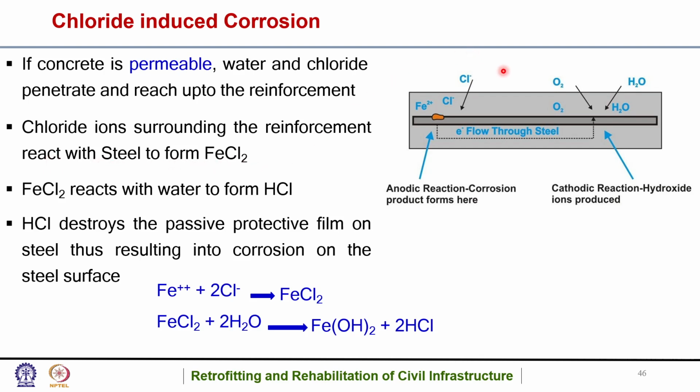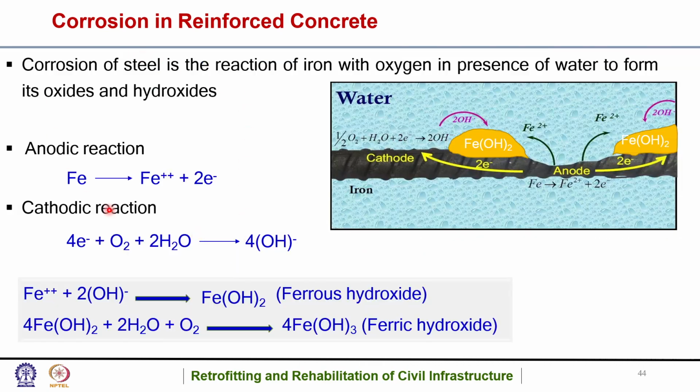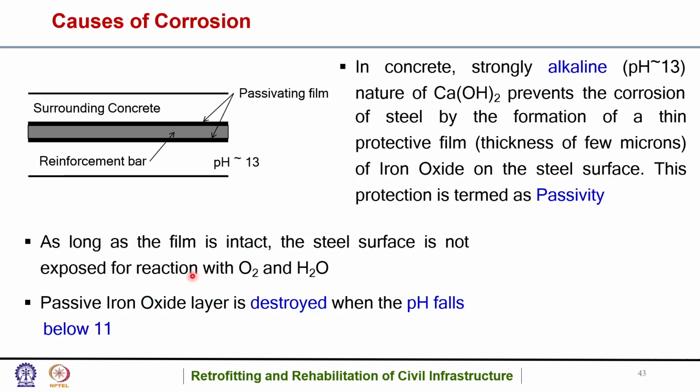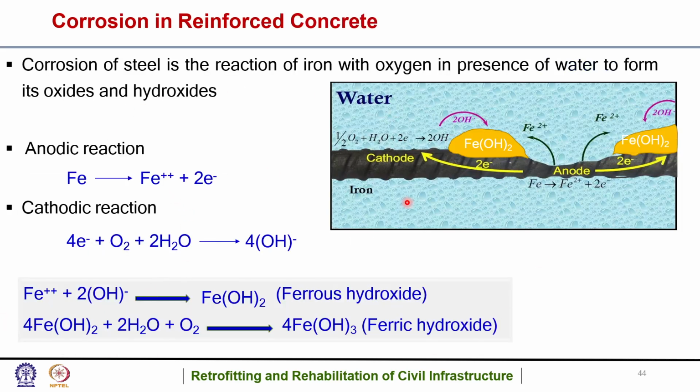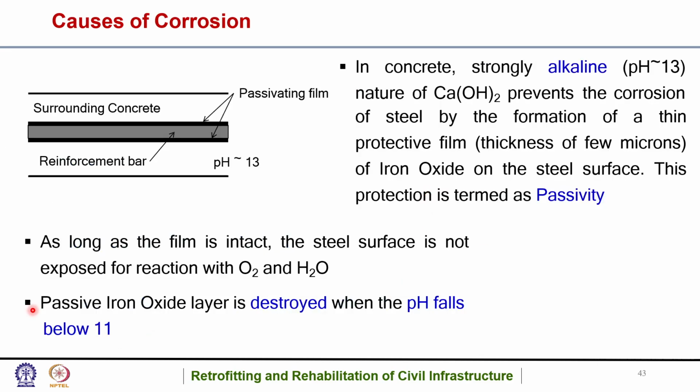So what is the difference between the chloride-induced corrosion and the carbonation-induced corrosion? The carbonation-induced corrosion follows the normal process of corrosion. This happens when the pH falls below 11. When the pH falls below 11 or 10, this type of corrosion occurs. But the chloride-induced corrosion does not need the pH value to be less than 11.